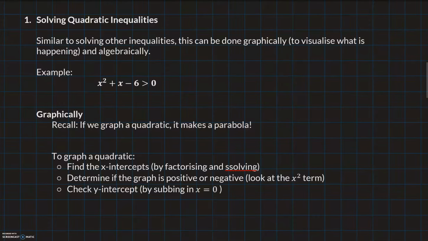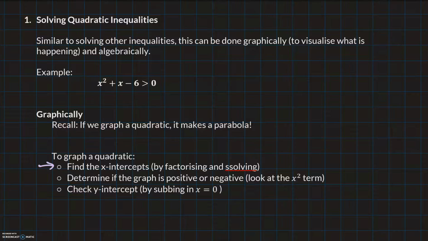So we had x squared plus x minus 12. I'm going to do this example here where I've got x squared plus x minus 6. So the first method that we did was to solve it graphically. And so what we had to do was draw out the graph. So we graphed a quadratic, which gave us a parabola. And how we did that was we found the x-intercepts. So that's this first point here, by factorizing and solving. The second point that I had in class was we checked the y-intercept.